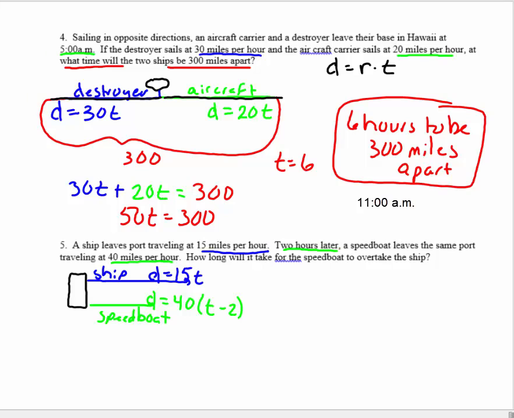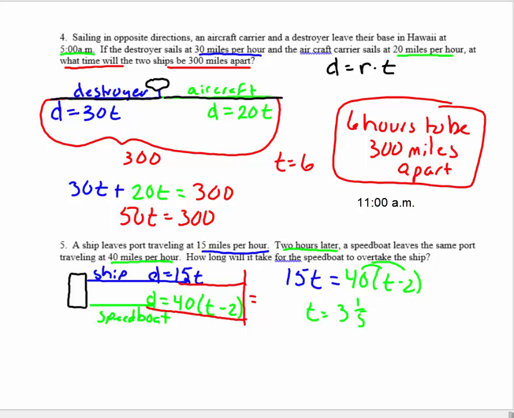Now, we want to know how long will it take for the speedboat to overtake the ship. So what that means is, when are the distances going to be equal? When does the speedboat overtake the ship? So the distances have to be equal. So 15t is the distance of the ship, and it's supposed to equal 40 times t minus 2, because that's the distance of the speedboat. Distributing in your 40 and solving for t, you get t equaling 3 1/5 hours.